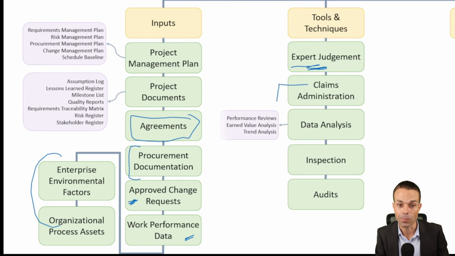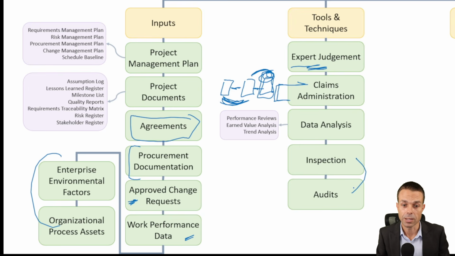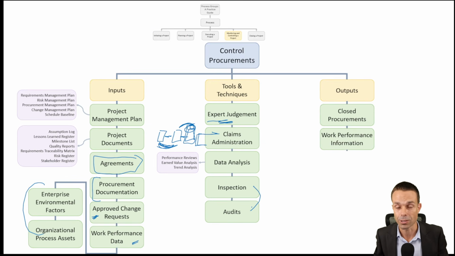Claims administration is if the vendor is doing something and we don't like it or we don't agree that it's correct, but they don't agree that it's wrong, then it will go to a claim. Data analysis, inspection and audits, because we're going to need to inspect and audit the things that the vendor does and make sure that it's correct.